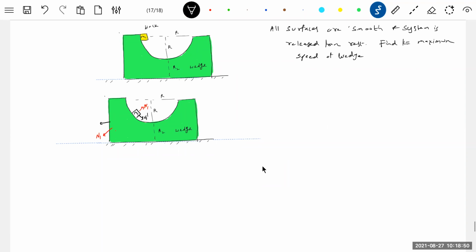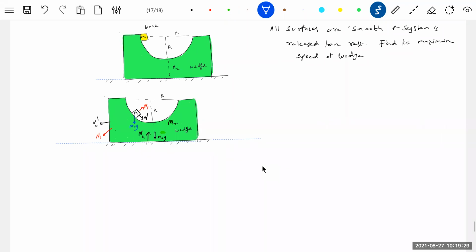Then the velocity of the wedge, why should the wedge move back? Because of N1 sine theta, and the weight will also be acting, and the normal contact from the ground. Okay, let's have this one. The weight of this also will act. Show all the various forces that are acting.